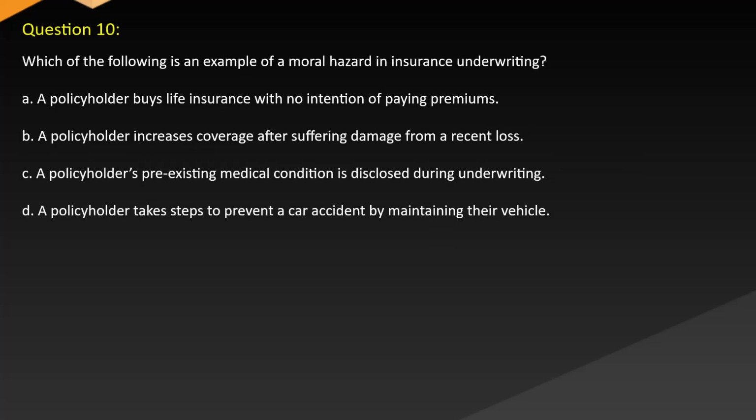Question 10. Which of the following is an example of a moral hazard in insurance underwriting? A. A policyholder buys life insurance with no intention of paying premiums. B. A policyholder increases coverage after suffering damage from a recent loss. C. A policyholder's pre-existing medical condition is disclosed during underwriting. D. Policyholder takes steps to prevent car accident by maintaining their vehicle.